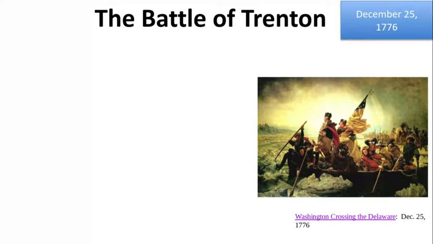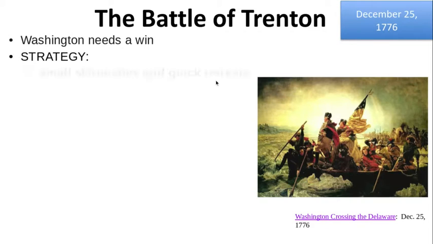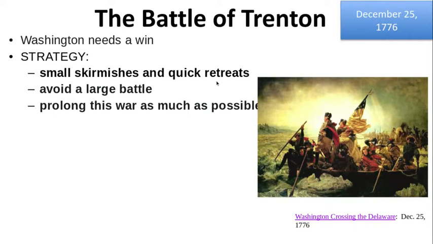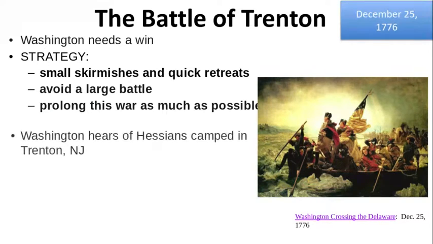One thing that makes those miserable teams that you're on not so miserable and makes you like each other again is winning. All you got to do is win one time. And Washington knew that. He needed a win, and he needed a real win. What he'd been doing so far, small skirmishes, quick retreats, he avoided that large battle, and he was trying to prolong things as long as he could. But he needed a real victory.